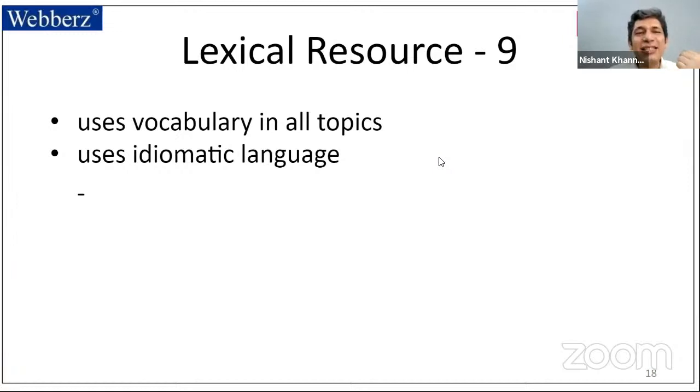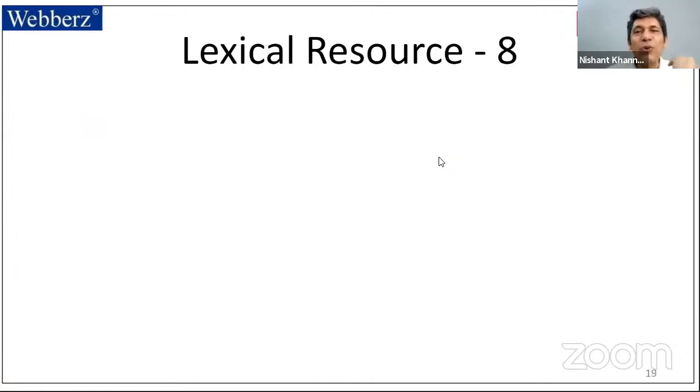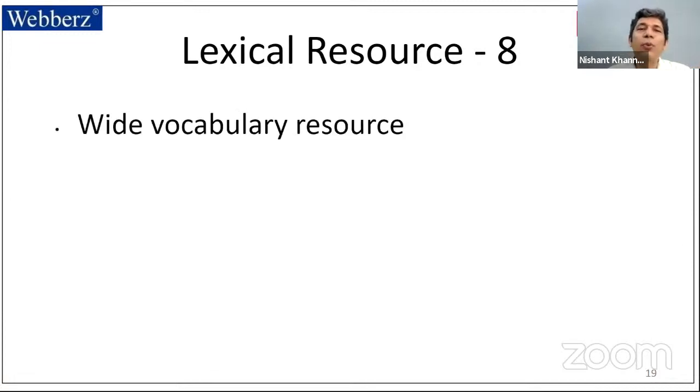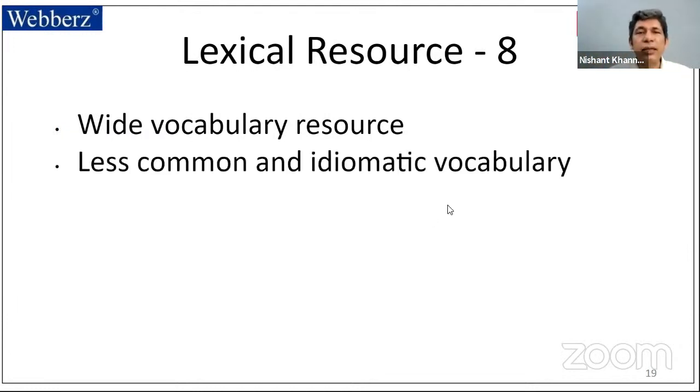The next thing is the 8 band score. When do you get 8 in lexical resource? Well, you get 8 when you have a wide vocabulary resource. That means it's quite wide. You've got answers for everything. You've got vocabulary for, I would not say everything, you would say almost everything. The next thing is less common vocabulary and idiomatic language. If you're using that, fine, it's all right.